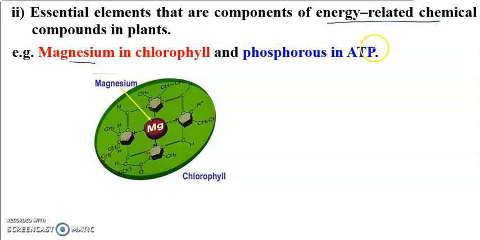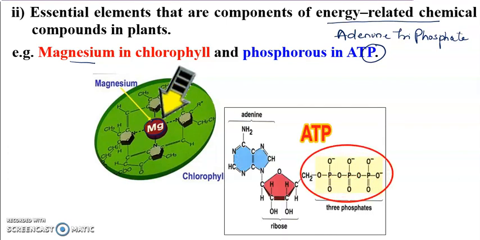Another one is phosphorus. In fact, ATP, the word itself is adenosine triphosphate. So phosphorus is very, very important in ATP, which is the energy currency of the cell. Okay, so ATP has 3 phosphates, right?